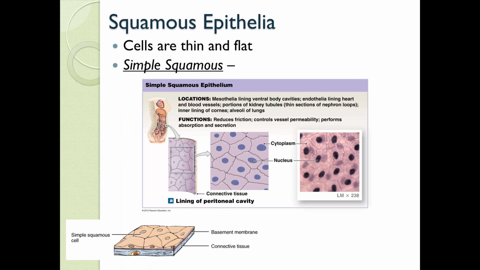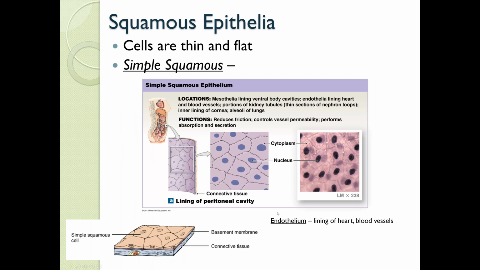So you can find simple squamous epithelium in the mesothelia, which lines your body cavities, which we talked about in chapter 1, the endothelia, which lines your heart and blood vessels, portions of the kidney tubules, the inner lining of the cornea, which is part of your eye, and the alveoli of the lungs. Simple squamous epithelium functions to reduce friction, so think about those body cavities. Controls vessel permeability, so in your capillaries it controls what can cross from your blood into your body. And it performs absorption and secretion. So like in the alveoli of the lungs, this is where oxygen is absorbed.